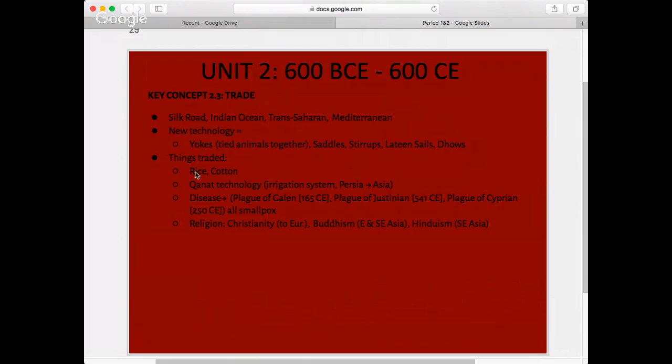And you should know about the things that they traded. So rice, cotton, so different goods, you know, food, silk, things like that. You also had a lot of technology that's being traded. So like how to do irrigation was traded from Persia to Asia, different things like that. Also diseases are spread. And here's just the name of some of the diseases. And then religions that are spread, like Christianity is spread, Buddhism is spread, Hinduism is spread. All of this from the trade routes.